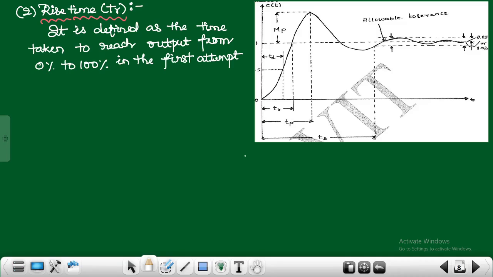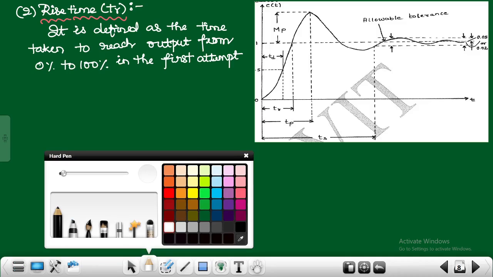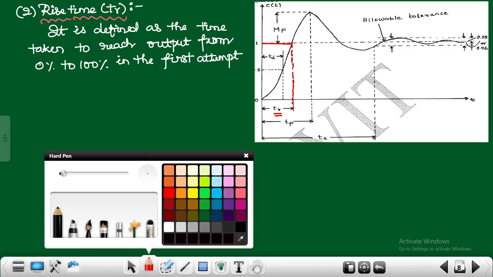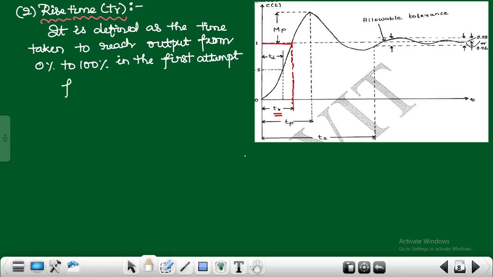Rise time is normally represented here. This is the rise time: the time taken to reach this point, which is 100%. So we can write for rise time, C of t at t equals TR.